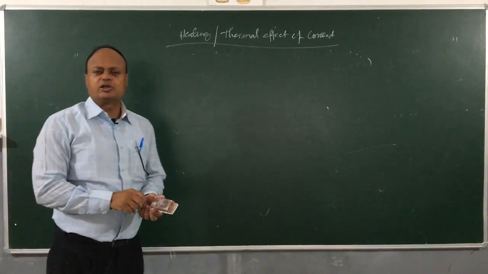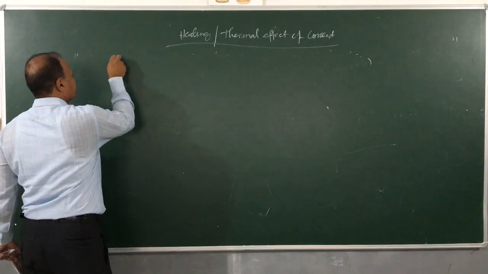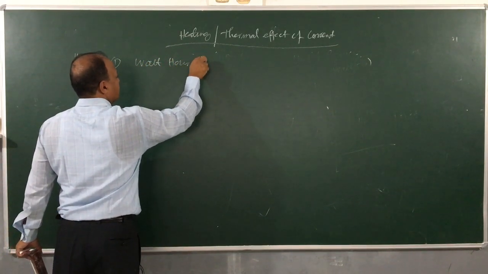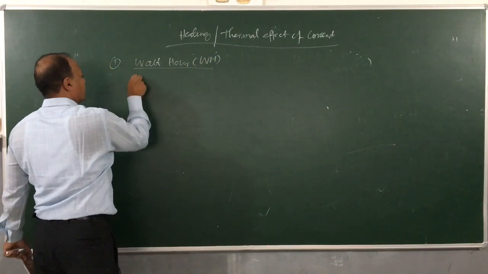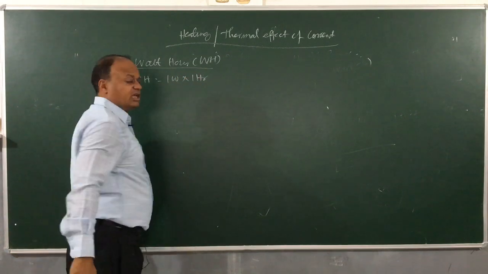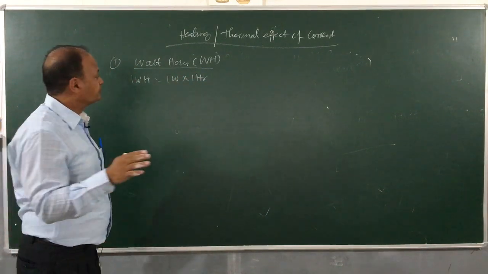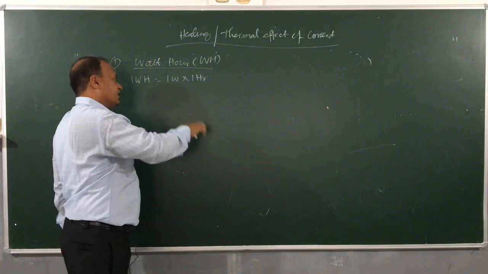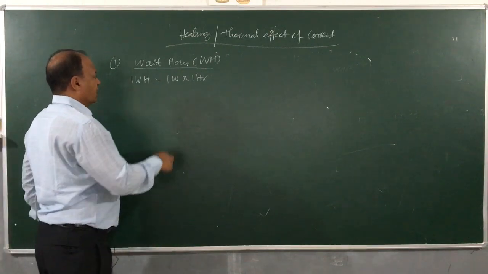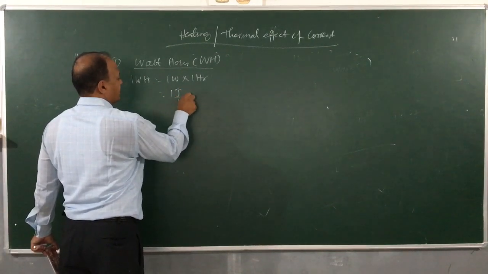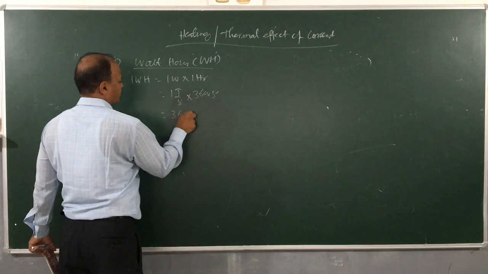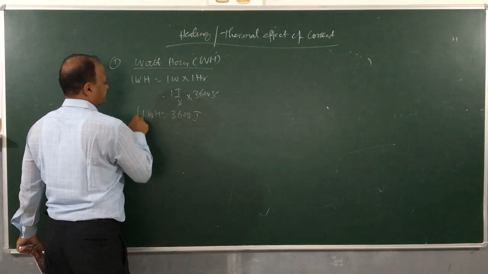There are 2 commercial units of electricity. One is called watt hour. Watt hour will be written WH, and children, 1 watt hour means 1 watt into 1 hour. If an electrical device is dissipating energy at the rate of 1 watt for 1 hour, then it is known as 1 watt hour. And 1 watt is 1 joule per second, and hour is 3600 second. If you cancel it, then 1 watt hour is 3600 joule.